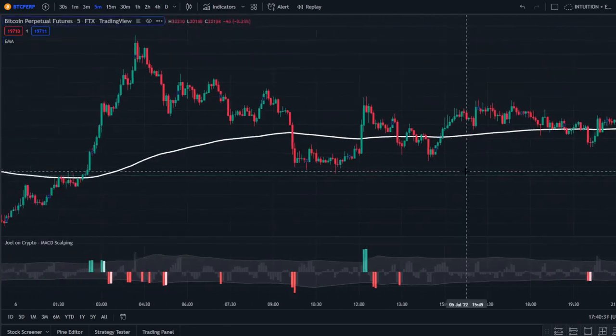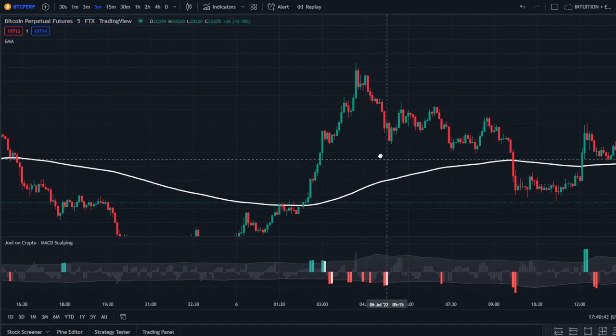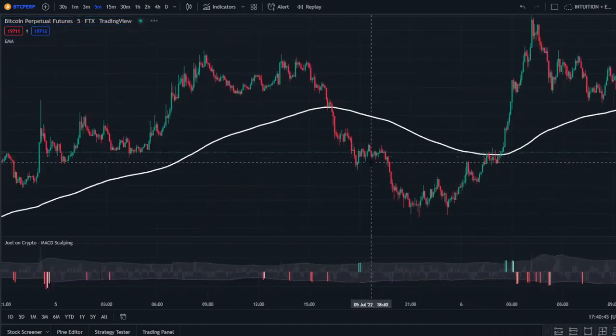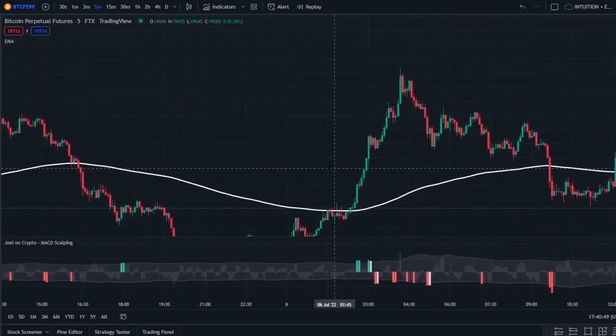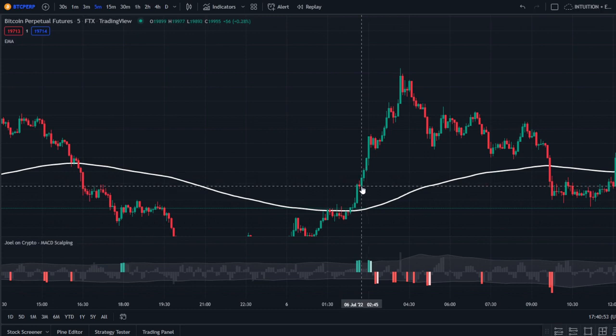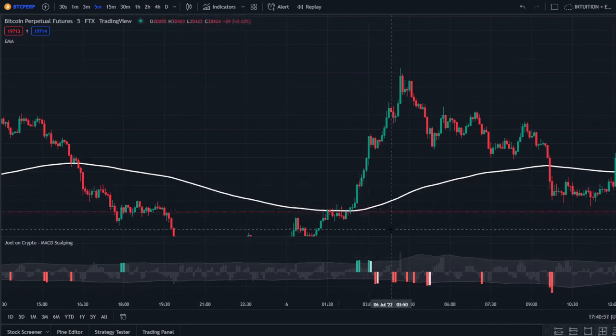The strategy for this is pretty simple. When the price is above the 200 EMA, you want to go long, and when the price is below the 200 EMA, you want to go short. Let me give you an example of how the strategy works. But definitely this is not how he trades. He uses order blocks as well, but I'm just going to give you a basic example.